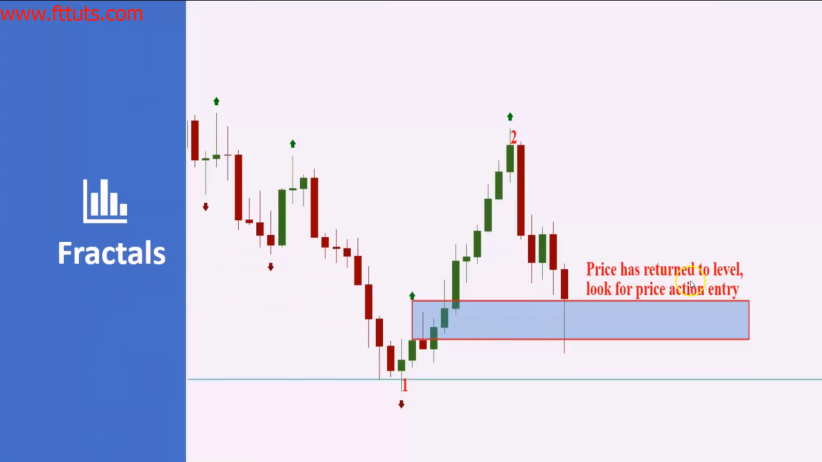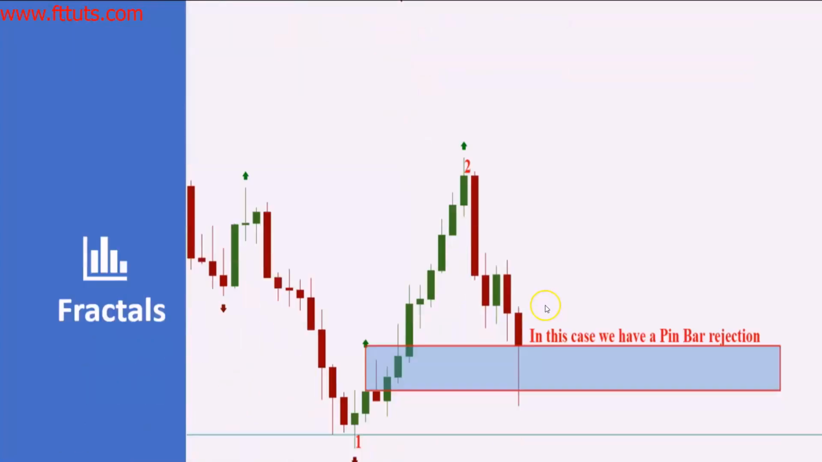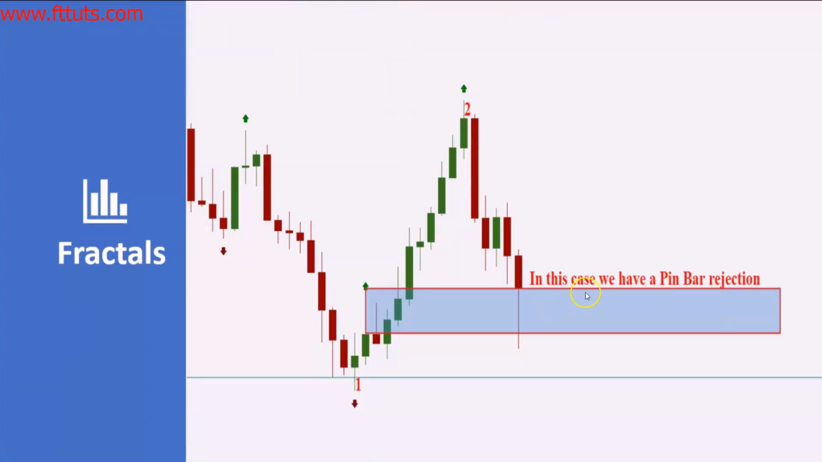So price has to return to the level and look for a price action entry. And in this case, we have a pin bar rejection. What you would do now is you can walk the zone here, because the market's going to open here on the next candle. And when that market opens up, you watch to see if it drops lower. Your entry starts out up here. If the market drops lower, then you bring your entry lower.